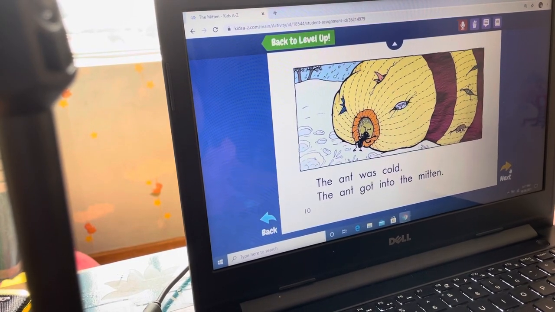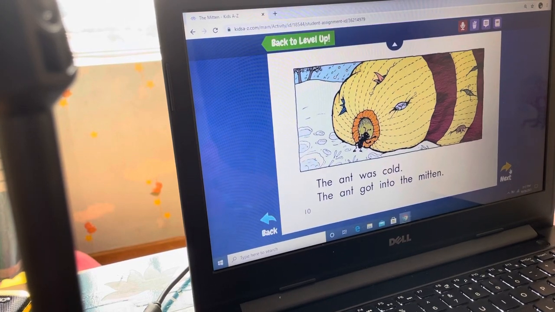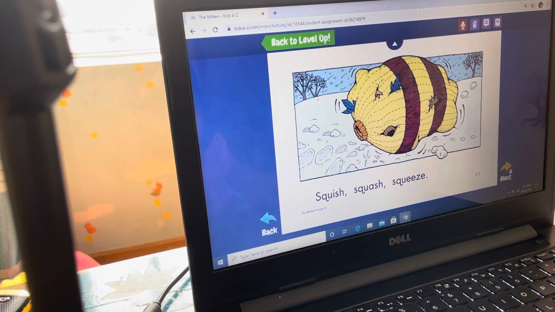The ant was cold. The ant got into the mitten. Squish, squash, squeeze.